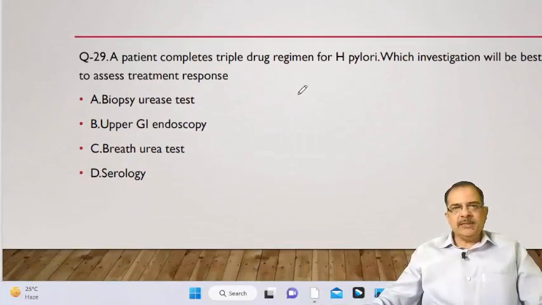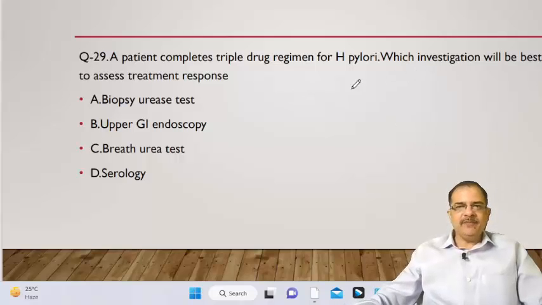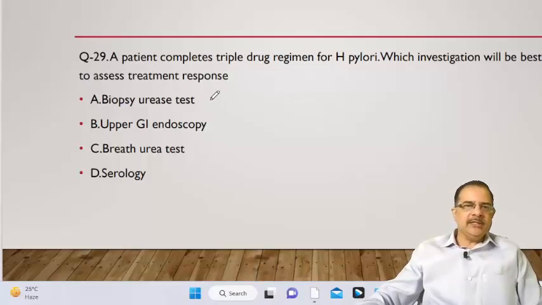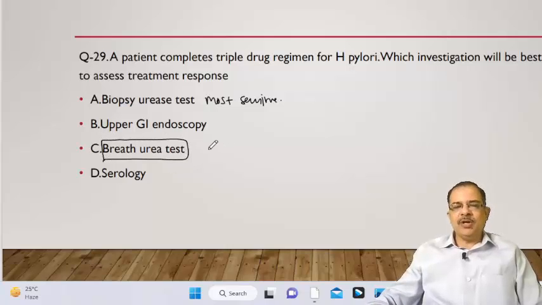A patient completes a triple drug regimen for H. pylori infection, and which investigation is best to assess the treatment response here? Biopsy urease test is the most sensitive test. The options are upper GI endoscopy, breath urea test, serology. Out of these, breath urea test is the test for treatment follow-up, not the serology. Serology will take time to go away.